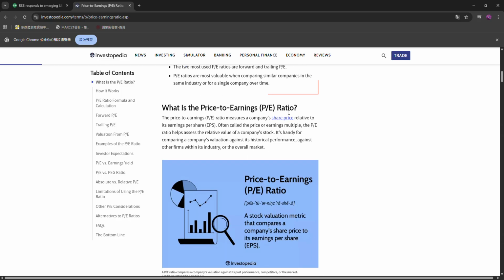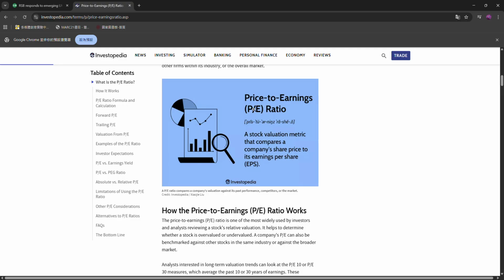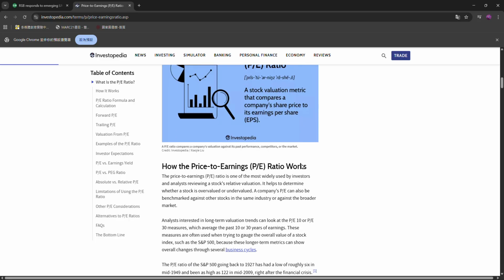What is the price to earnings ratio? The price to earnings ratio measures a company's share price relative to its earnings per share. Often called the price or earnings multiple, the PE ratio helps assess the relative value of a company's stock. It's handy for comparing a company's valuation against its historical performance, against other firms within its industry, or the overall market. The price to earnings ratio is a stock valuation metric that compares a company's share price to its earnings per share.